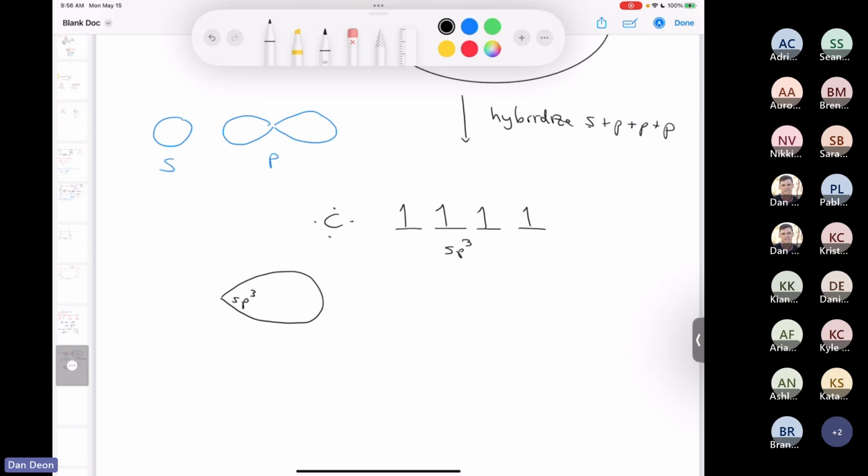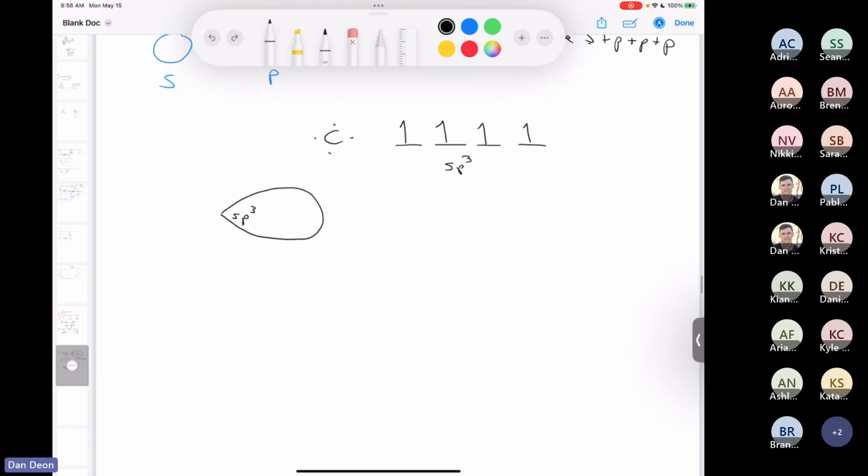And if you're saying, shouldn't there be another lobe, because there's a positive and a negative lobe? The answer is yes. We usually just draw something really small like this, but for our purposes, we can just leave it out. We leave it out, and we write the orbital and say it's an sp3.